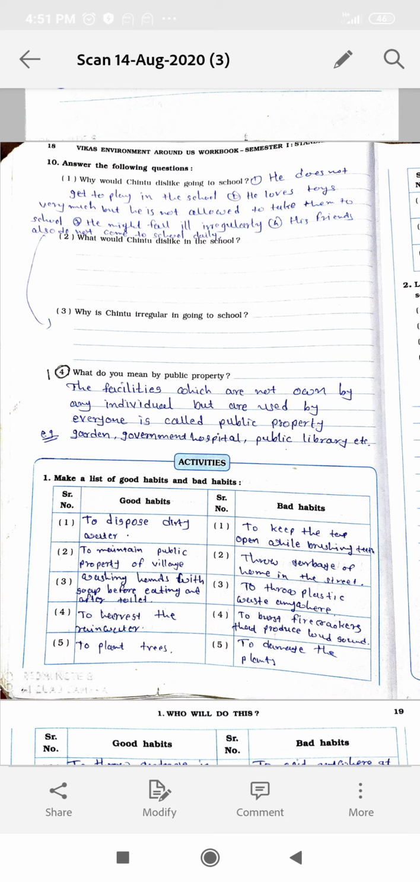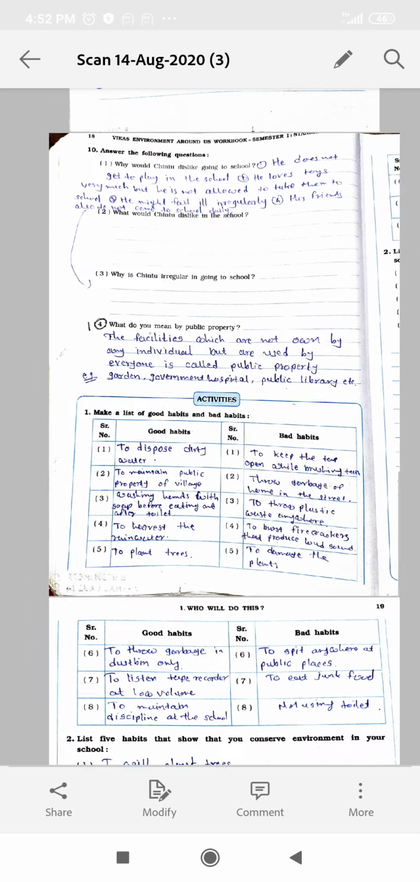Okay, what do you mean by public property? The facilities which are not owned by any individual but are used by everyone are called public property. For example, garden, government hospitals, public library, etc. You can add more examples here. So these are our public property.